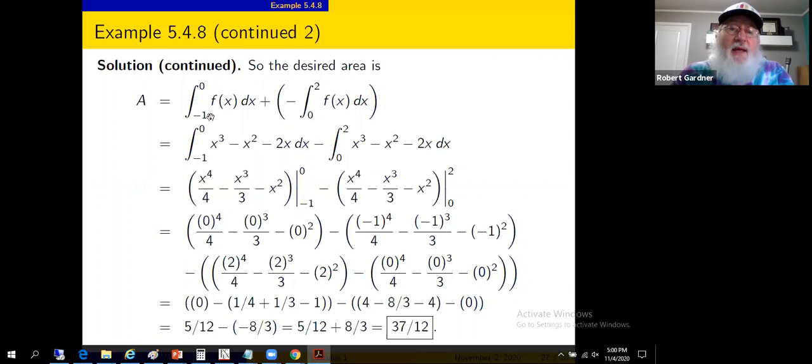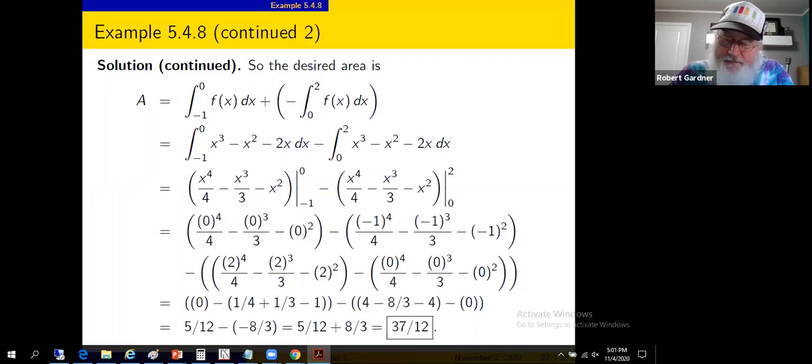We'll integrate from -1 to 0 the function, because the function was positive from -1 to 0. From 0 to 2, the function was negative. Well, then when you integrate, you're going to get negative integrals. We'll put a negative sign in there, and that'll give you the area as desired.